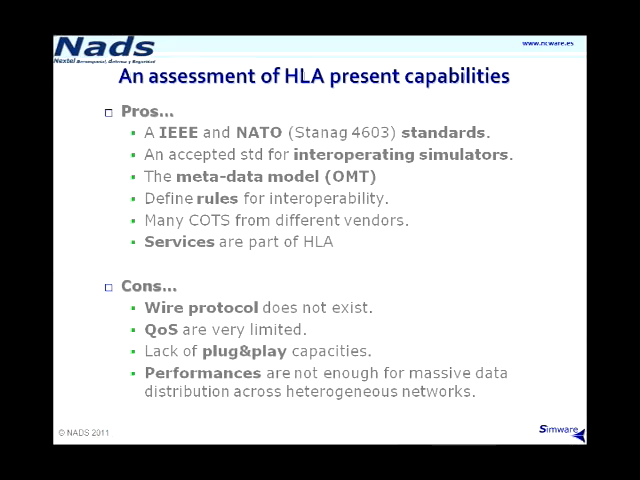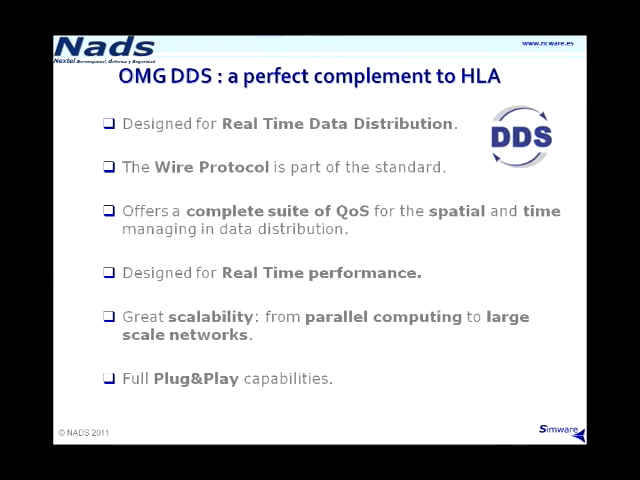In the cons, since HLA is a simulation standard, it doesn't care much about quality of service or performance, for example. It's impossible to use it in real-time simulation. There are also scalability and late connection, that is, plug-and-play capabilities of new nodes after the simulation has started. HLA Evolved has two quality of services and performance has improved, but in both cases there is much room for improvement. Also, there is no wire protocol to interoperate, which is a key point. Here DDS can fill the gap.